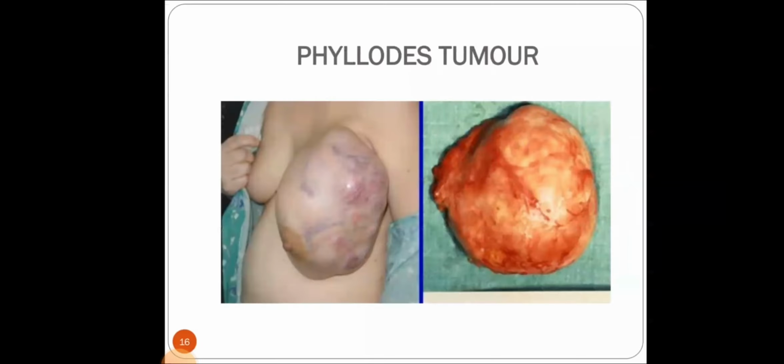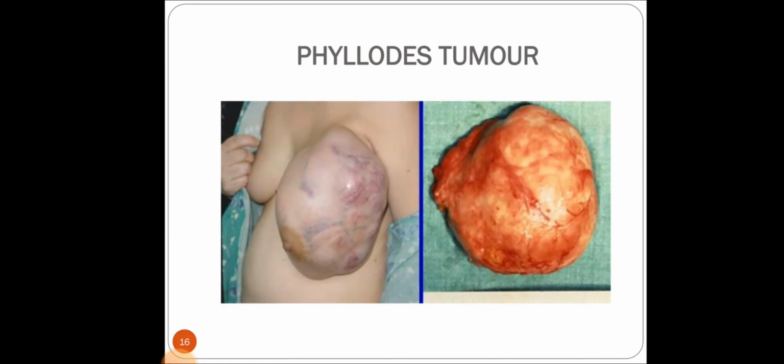Next, it is about phyllodes tumor. Phyllodes tumor, phylloid at the word meaning is leaf like. It is a benign tumor of breast. It grows rapidly and it attains a great size. It contains cystic spaces with leaf like projection. So it is given the name phylloid.